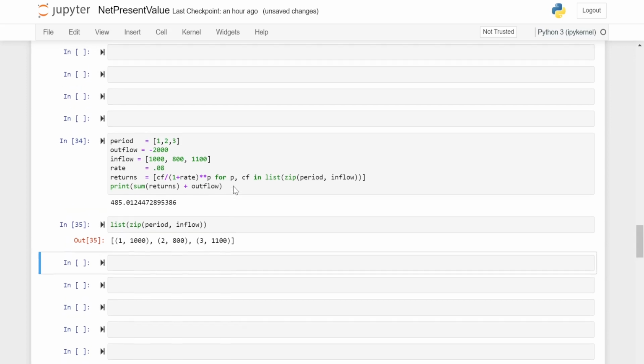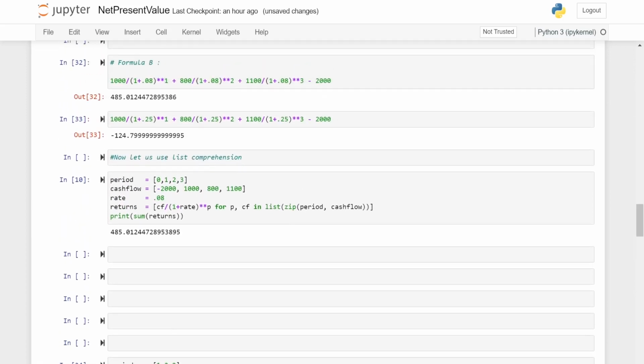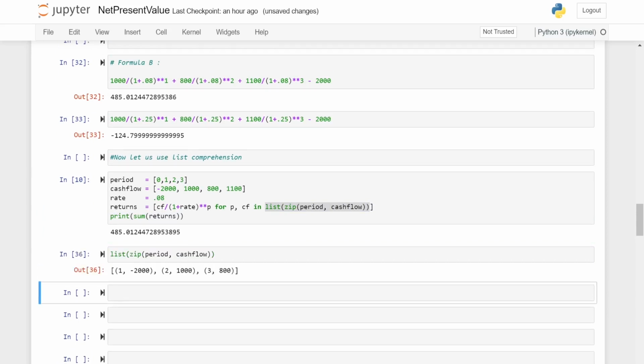But this is formula B, right? What about formula A? This is formula A. Okay, so let us discuss this first. So this part here we are writing, right? Here we are starting from 0, period 0. That is cash outflow is 0, 1, 2, 3. These are cash inflows 1800, 1100.